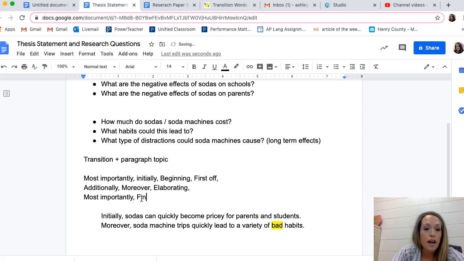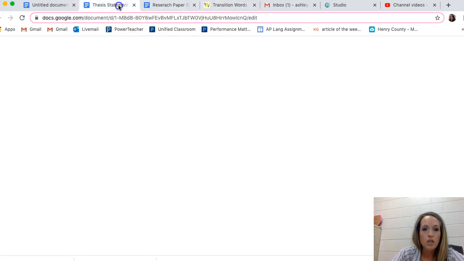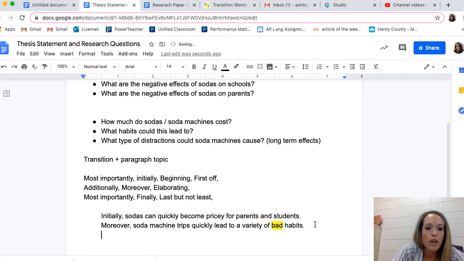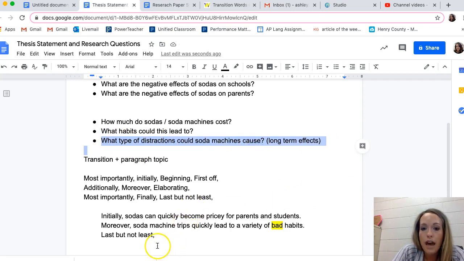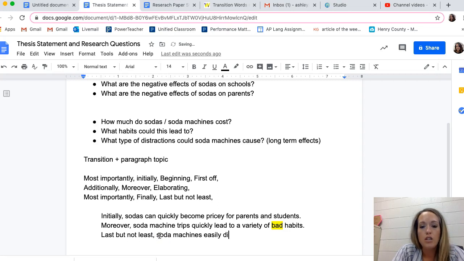Another transition, you could say finally. You could say last but not least. Again, you can go back and look at some of your transitions on the page I linked. I am going to go with last but not least. And my topic is that soda machines cause some negative effects and cause some distractions. Soda machines easily distract students.